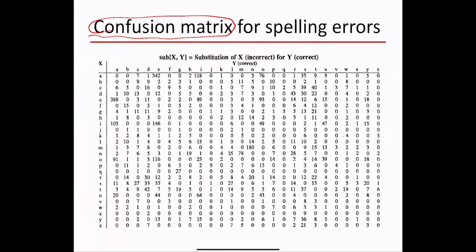Okay, so the confusion matrix. Let's say y, this value is correct. Y is a substitution of x, and y is correct. So you try to type y, but you actually typed these different letters. Your job is typing some letters, but you actually typed it wrong.